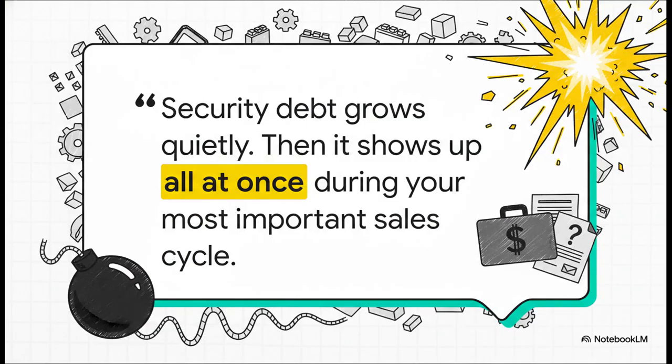And that's really the best way to think about this. It's a form of silent security debt. It just builds up quietly in the background while everyone's busy shipping features. And then it comes due all at once and always at the worst possible time, like when you're in the final stages of a huge deal and the customer security team sends over their questionnaire.